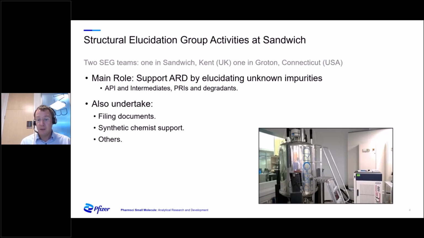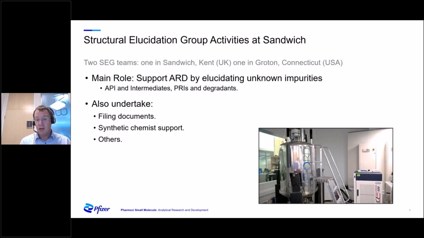The chromatogram could be of API, it could also be of intermediates, and the impurities might be a PRI or a degradant. There are other activities which we're also responsible for in SEG. There's filing documents for regulatory bodies, showing that the drugs and impurities are what we claim them to be. We also support synthetic chemists, so they might come to us with samples if they're not sure if they've made what they think they've made, or if they're having difficulty determining which stereoisomer or regioisomer they've made.